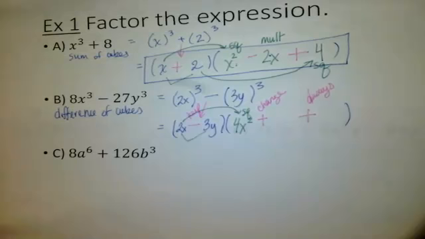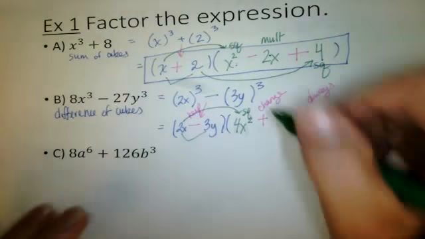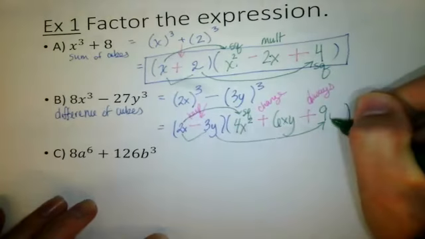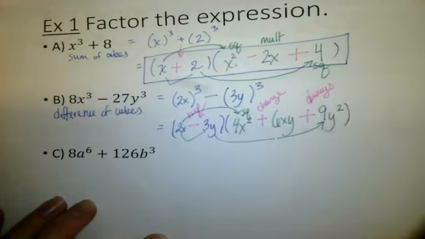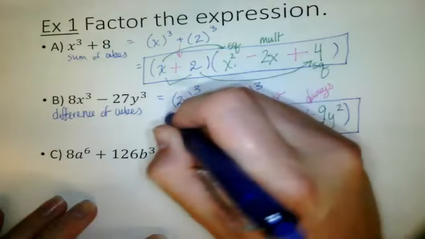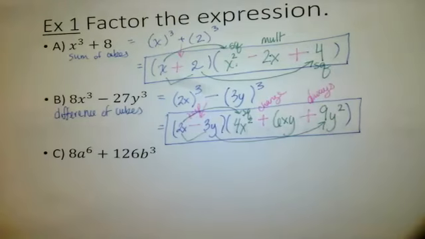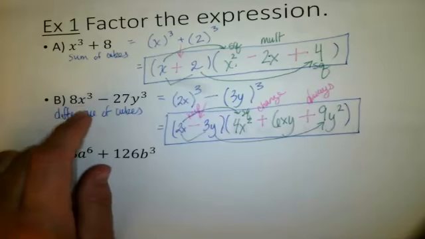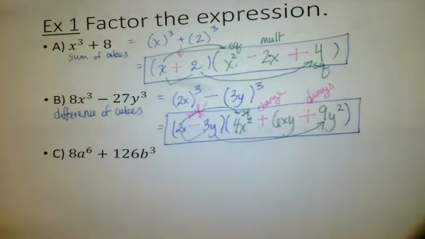So what goes in the middle? 6xy. And then square the last: 9y squared. And that's it. Okay. And again, how do you know if you did it right? You could distribute and combine like terms, and everything will cancel out and get you back to what you started with. Okay? But God, I don't want you to do that. I just want you to learn the pattern.